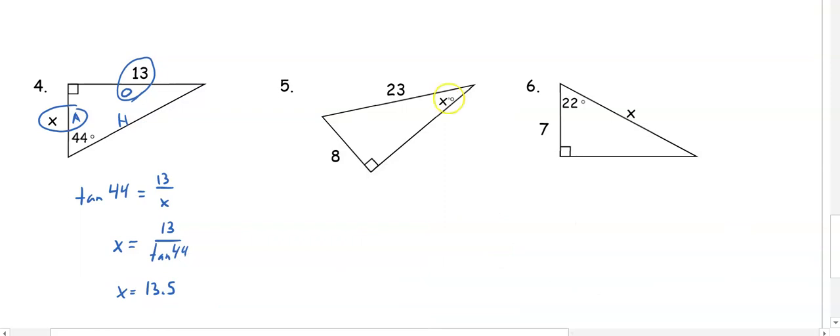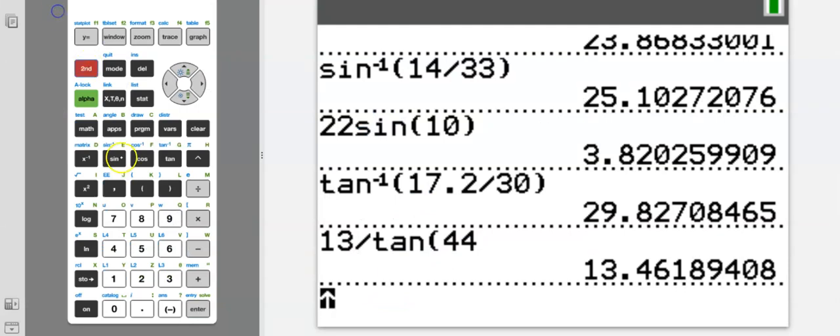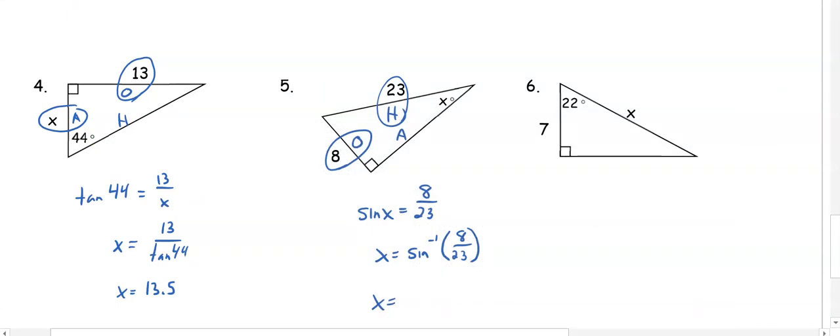In number 5, based on the angle x, we have opposite, adjacent, hypotenuse. We know the opposite and the hypotenuse. So the sine of x equals 8 over 23. We're going to use our inverse. So we get 20 degrees.